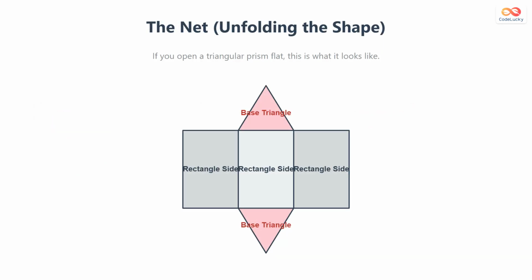If we were to cut the prism open and lay it flat, we would see its net. Notice how it is made of 3 rectangles in the middle, with a triangle attached to the top and another triangle attached to the bottom. This helps us understand how the surface area is calculated.